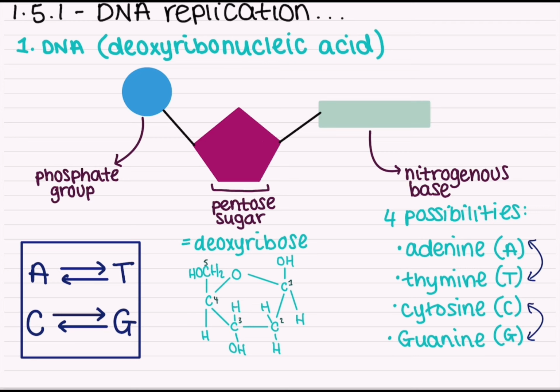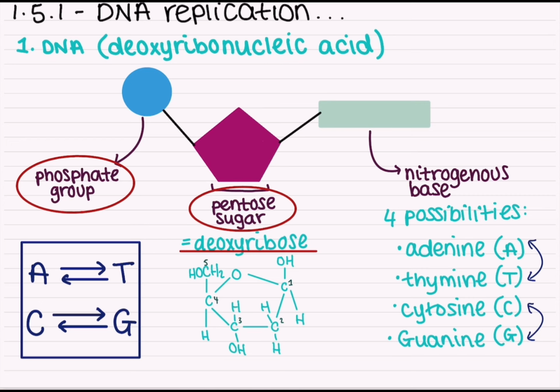First of all, let's start with a little recap about DNA itself. So on the screen, you can see some information about DNA, aka deoxyribonucleic acid. So this is the nucleotide, the monomer unit. The nucleotide consists of three major components: the phosphate group on the left, the pentose sugar in the middle there, which in this case is deoxyribose, and on the right hand side the nitrogenous base.